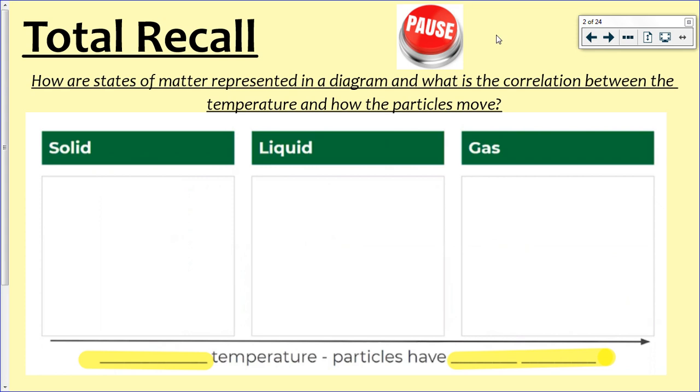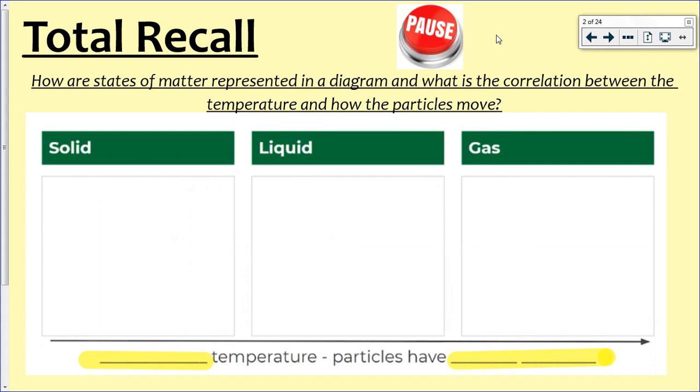So can you pause the video to start your first bit of total recall? Can you just remind yourselves how each of the states of matter are represented in a diagram as particles? And then at the bottom complete the missing words, as in what the correlation between temperature and how the particles move are. So that's having a think about what Mr. Walker said last week. What happens to the temperature? What do the particles then have maybe more or less of? So see if you can remember. Pause the video, quickly draw that and write that out into your books.